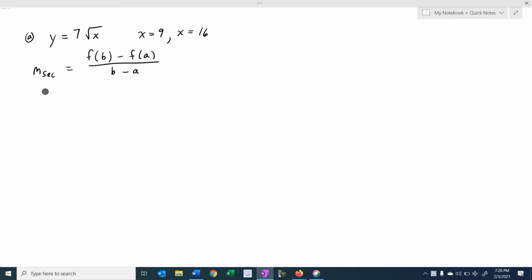Okay, so the first thing we're going to have to do here is find the slope of the secant line that goes through these 2 points on this function. And of course, this is the formula for the slope of a secant line. So it's f of b minus f of a over b minus a. And you can let either one of these be a or b, it doesn't matter. So I'm just going to call this one a and this one b. Okay, so then we're going to get f of 16 minus f at 9 all over 16 minus 9.